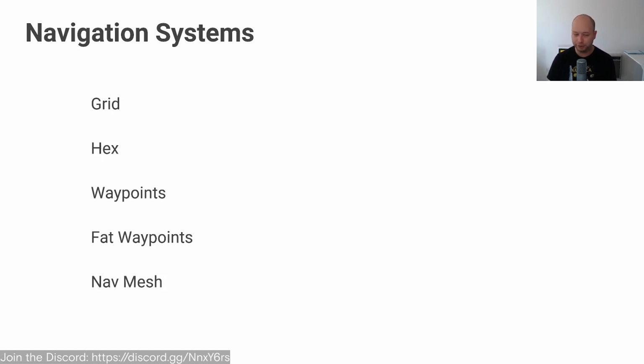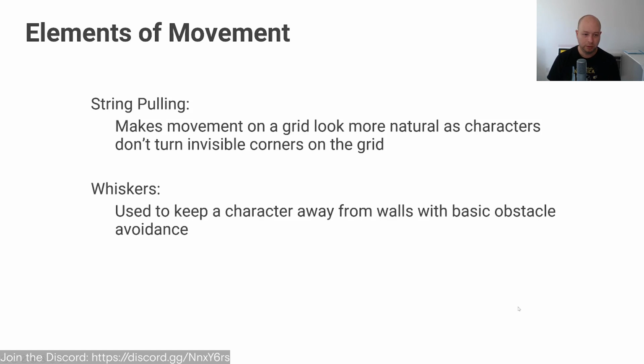Right, you have the grid mesh we've been talking about. You can do this with hex. You can do this with waypoints. You can do this with fat waypoints, which are fatter than the normal waypoints. And you can also use a nav mesh, which is literally a mesh that represents your environment.